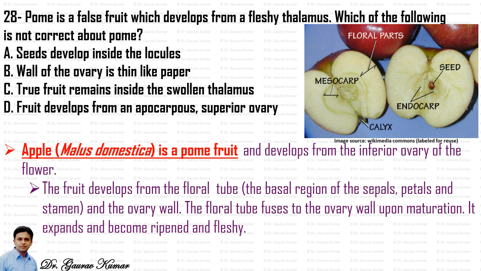The fruit develops from the floral tube, that is the basal region of the sepals, petals and stamens, and the ovary wall. The floral tube fuses to the ovary wall upon maturation. It expands and becomes ripened and fleshy. So in the first point itself, we have told that the pome fruit develops from the inferior ovary. So which of the following options will not be correct? That is the fourth one. That is, the fruit develops from an apocarpous superior ovary.